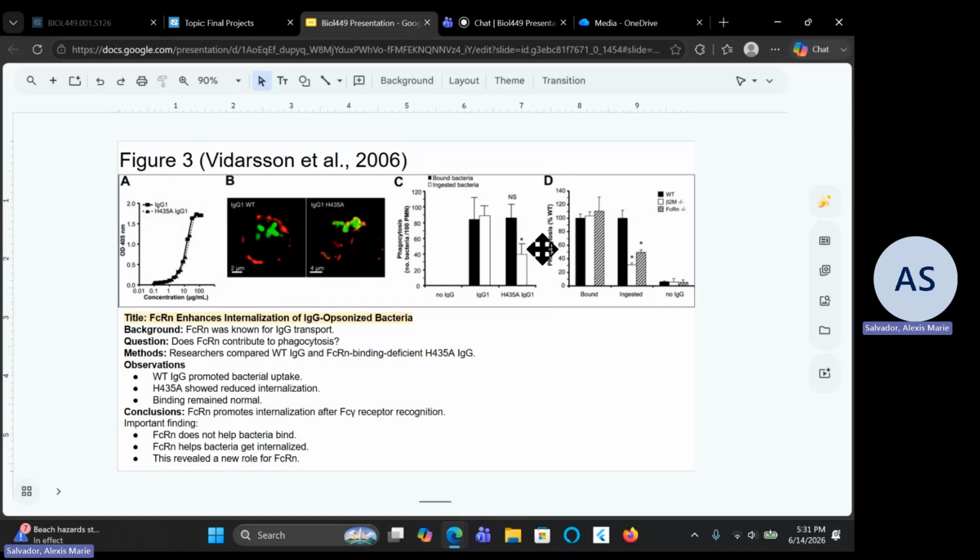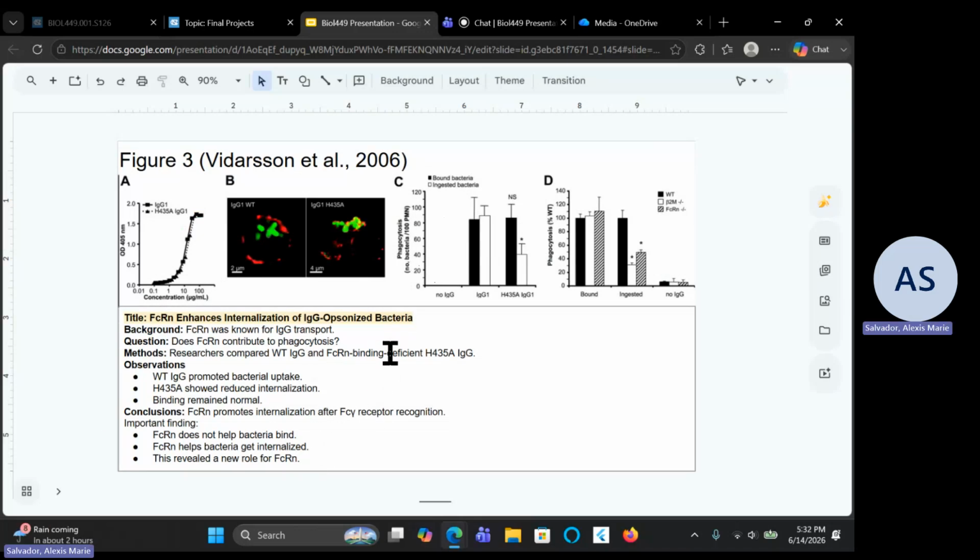Right here, we see that the mutant is showing lesser rates of phagocytosis in the ingested, but is showing regular binding. So it doesn't really have anything to do with binding. It's mostly in the ingestion process. Panel D confirms this finding in FcRn deficient mice. It shows that in the bound one, FcRn is not needed for bacterial attachment, and that in the ingested one, the loss of FcRn decreases bacterial uptake.